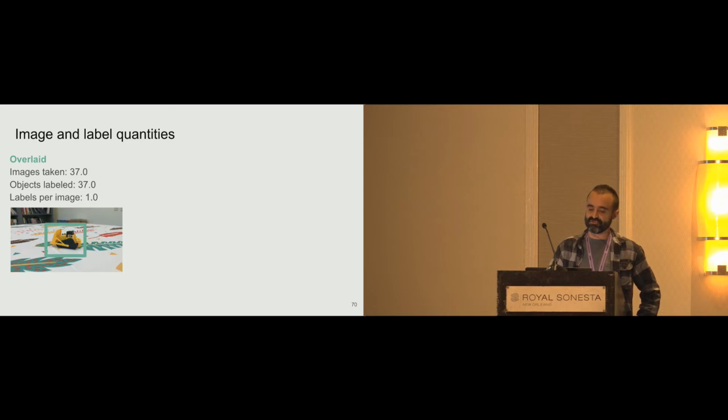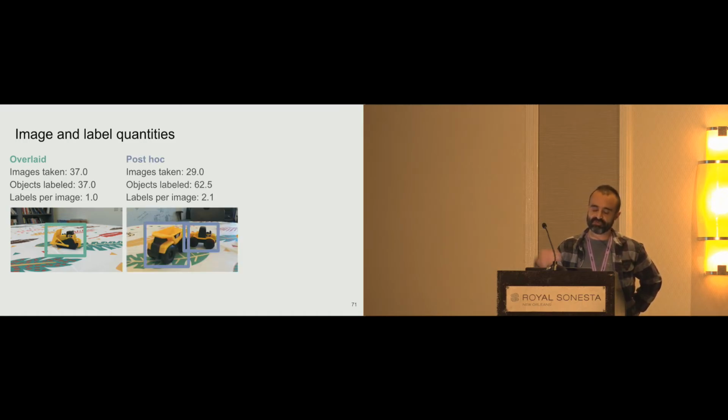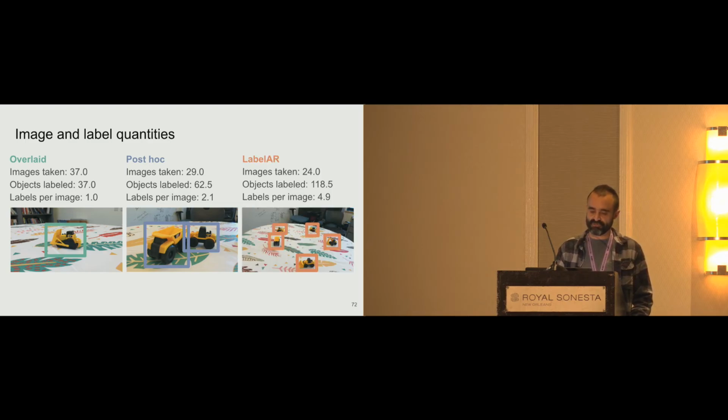On average, users took 37 images with the overlaid interface, which is also the number of labeled objects since the interface limits one label per object, one object per image. The average user took 29 images with Posthoc and labeled about 62.5 objects on average, which works out to about two objects per image. And users took exactly 24 images with LabelAR as enforced by the interface and labeled 118.5 objects on average, which is significantly more than other interfaces.